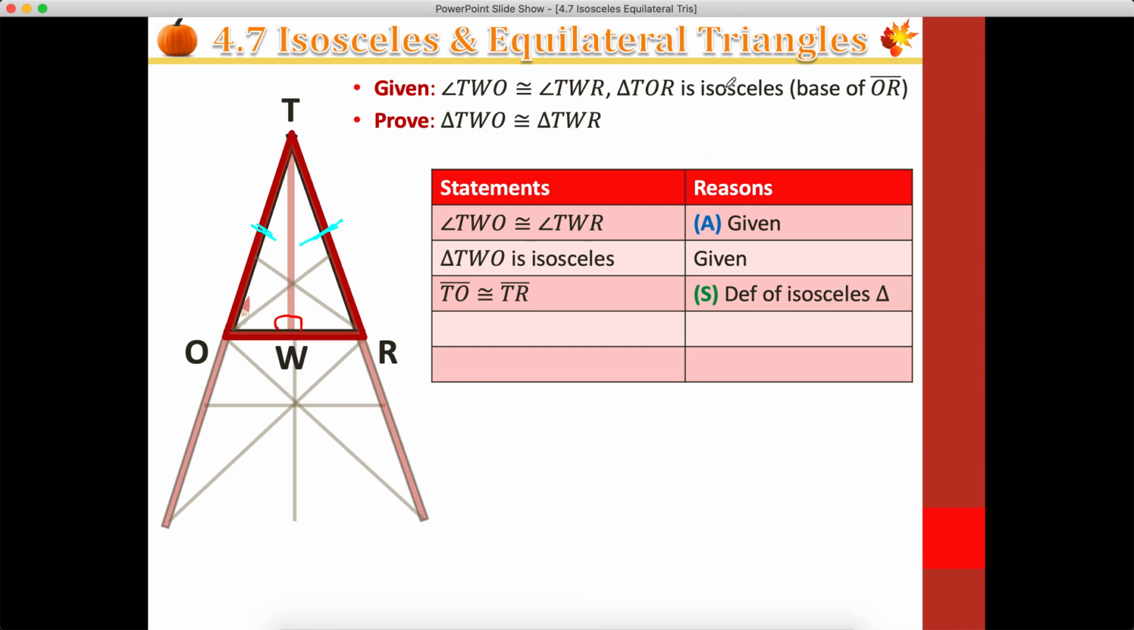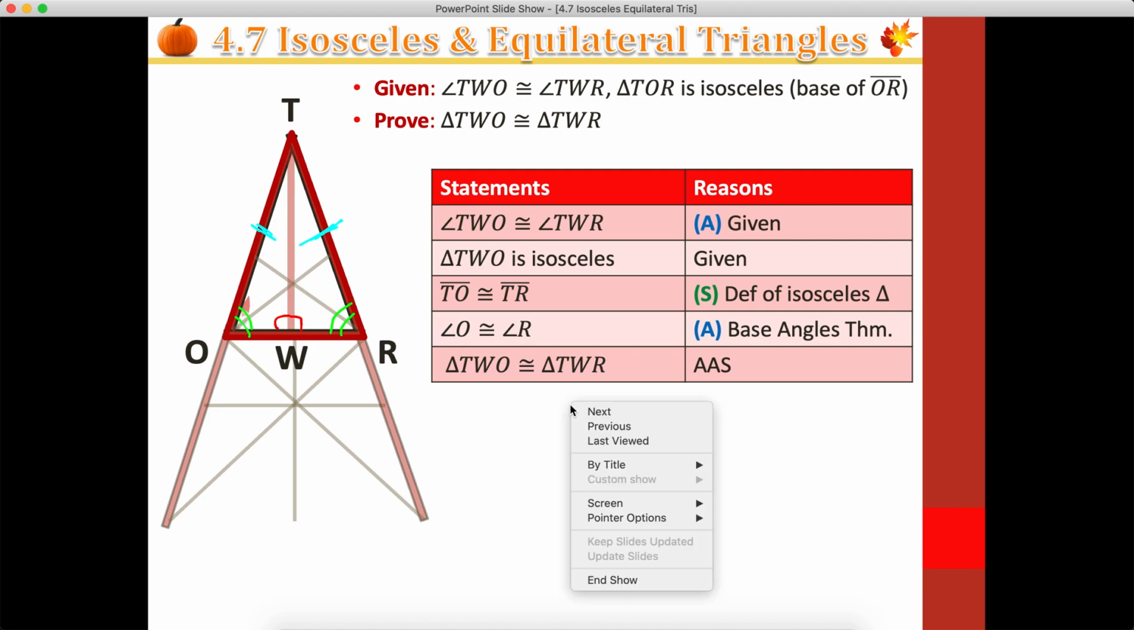But I could still go further here, and I can note that if this whole big triangle is isosceles, remember what the base angle theorem says. It says that if the sides are congruent, then the base angles opposite them are also going to be congruent. So I have this. This, to me, looks like three ingredients. I got an A, an S, and an A, and they're laid up in an AAS sort of way, so that does it. I've got triangle TWO congruent to triangle TWR via AAS.